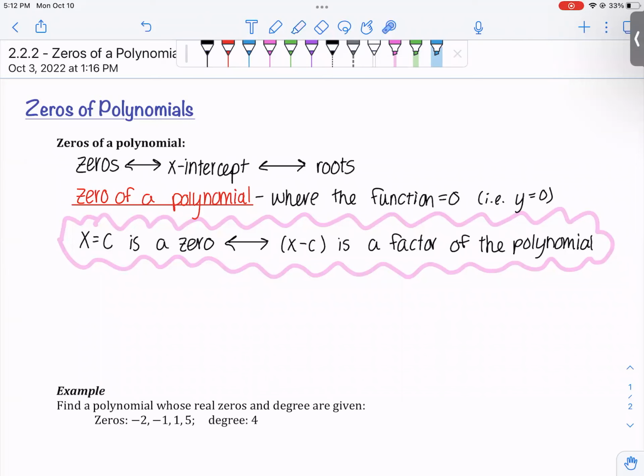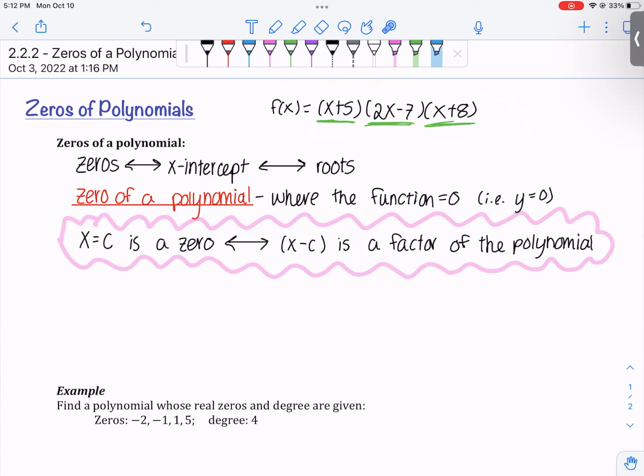If you're wondering to yourself, what does it mean to be a factor of a polynomial? If you write something like x plus 5 times 2x minus 7 times x plus 8, this right here is a factored polynomial because if you were to multiply it out, it would be a polynomial. It would follow all the rules of being a polynomial. Each of these pieces that are multiplied together is a factor of the polynomial. x plus 5 is a factor of this polynomial. 2x minus 7 is a factor of this polynomial. So that's what it means to be a factor.